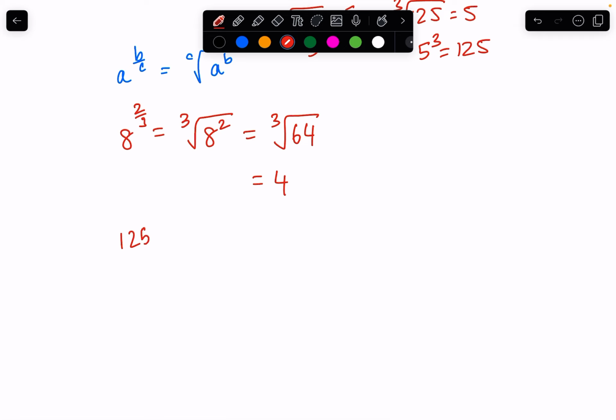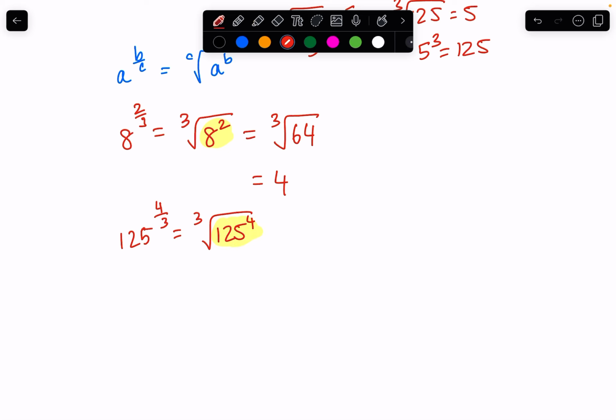For example, if we have 125 to the power of 4 over 3, we can't just take the cube root of 125 to the power of 4, because we have to find 125 to the power of 4. That's going to be a huge number. So what are we going to do? We have to rewrite what we have underneath this root.